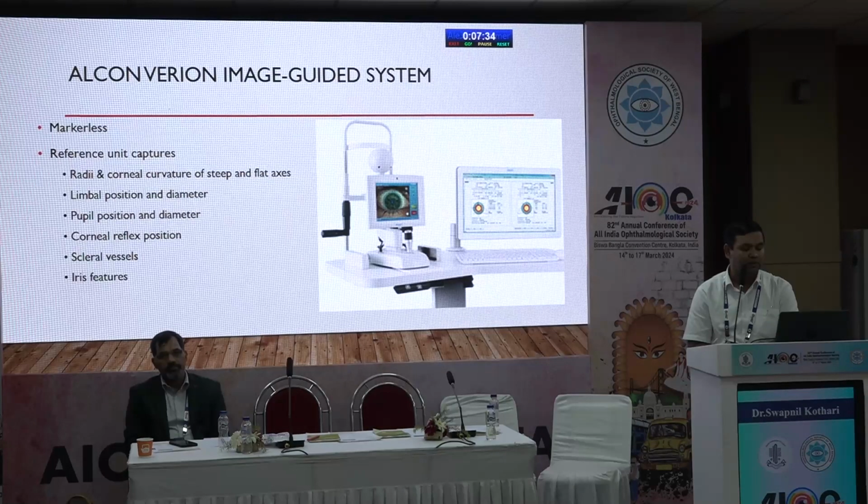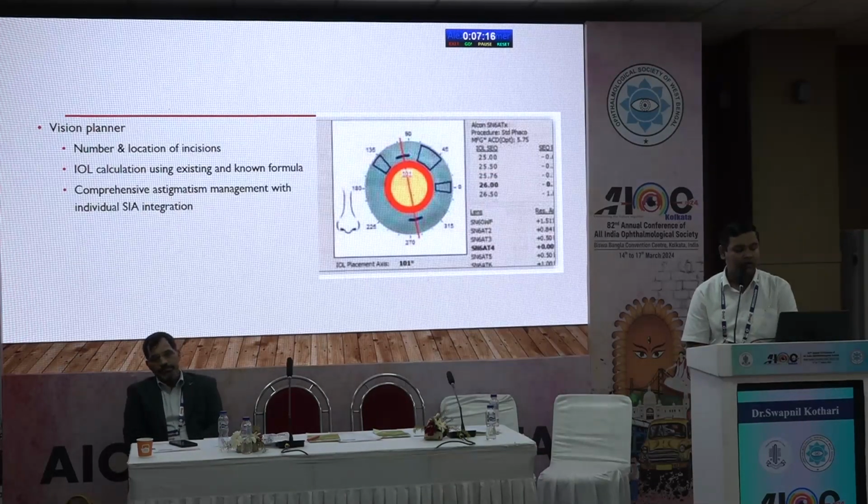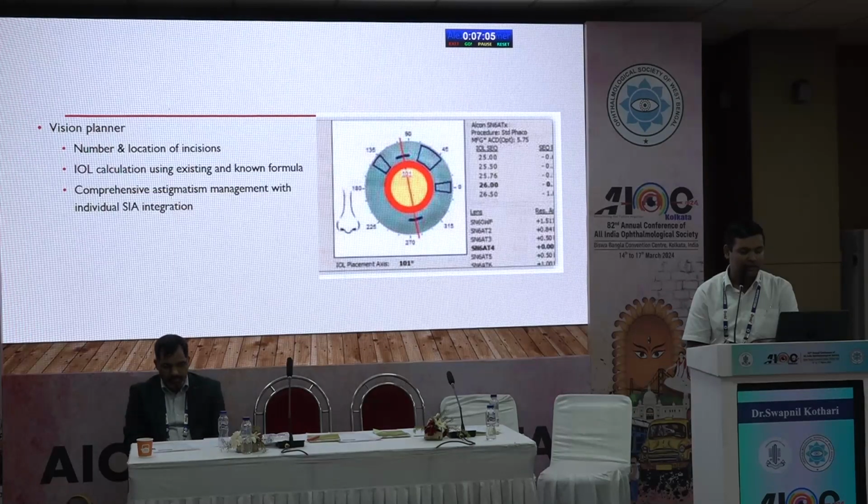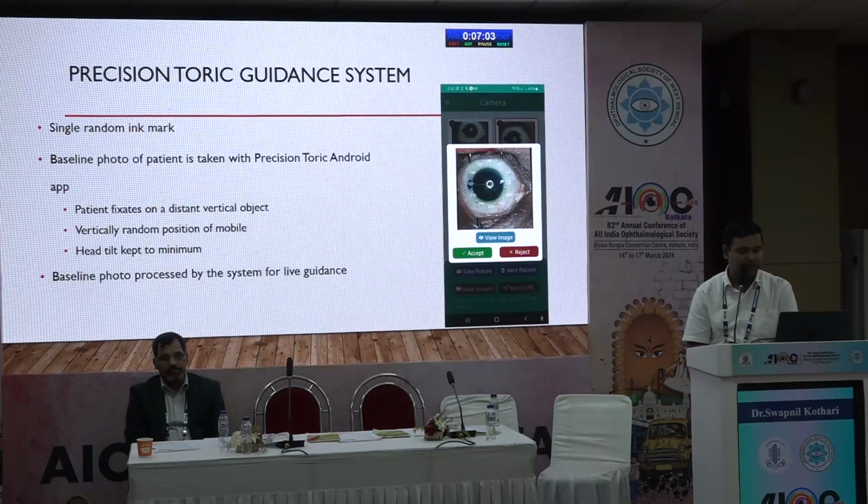Another system which is available is the Alcon Varion image guidance system. It is again a markerless system, and this requires a reference unit. This reference unit does not provide you biometry, but it actually calculates all of your corneal and limbal anatomy beforehand. And your Alcon Varion provides you with a vision planner which allows you to have multiple incisions and calculate the effect of all of those incisions, along with astigmatism management.